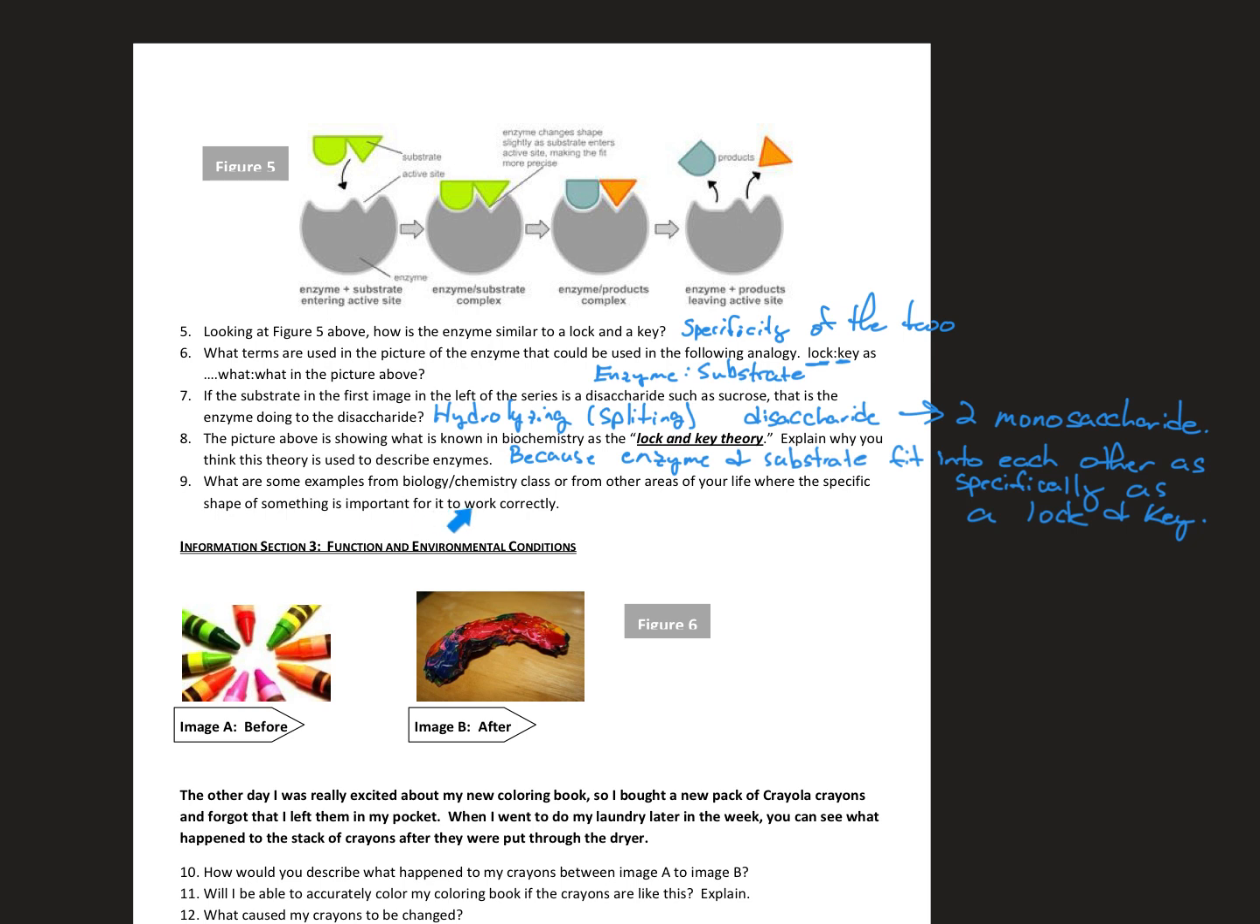All right, what are some examples from biology, chemistry class, or other areas of your life where a specific shape of something is important for it to work correctly? Oh, there's a ton of things. We've talked about, and I think a few of you actually brought this up, signal molecule and receptor. Also very specific. And we've used insulin as a signal and the receptor on the cell surface.